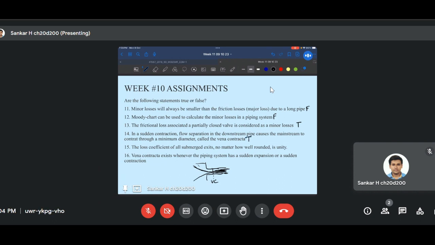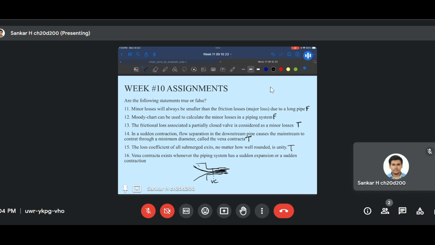Now, question number 15. The loss coefficient of all submerged exits, no matter how well rounded, is unity. This is true, and this is just a statement that should be known. That's basically straightforward. In question number 16, the vena contracta exists whenever the piping system has a sudden expansion or a sudden contraction.